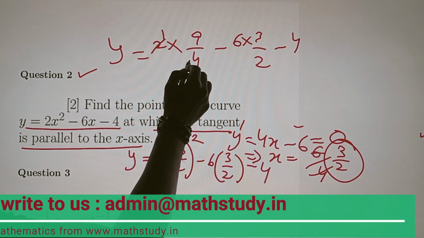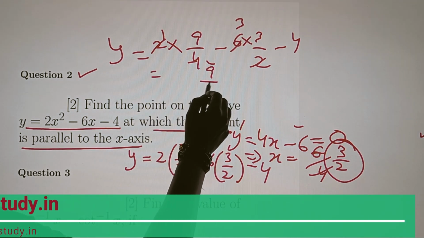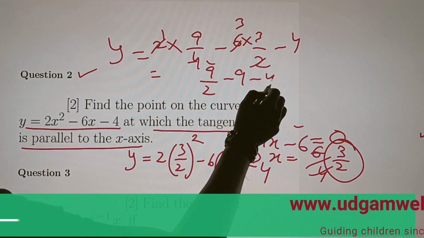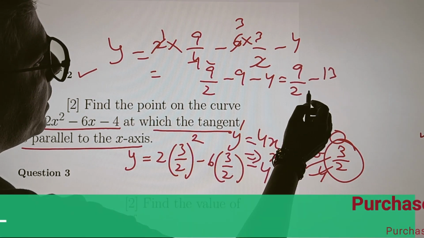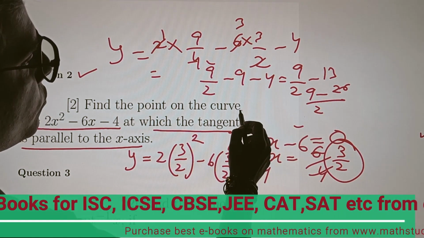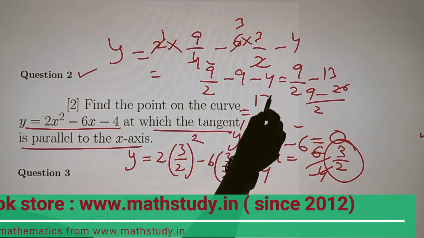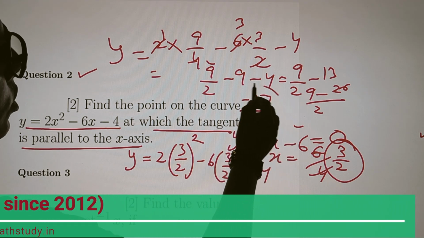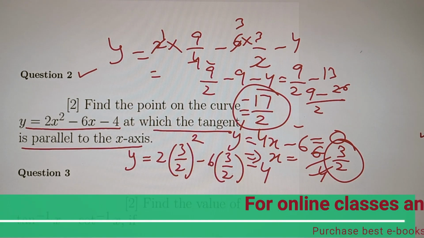So we can easily cancel this out. We will get 9 by 2 minus 9 minus 4. So this is equal to 9 by 2 minus 13. If we take the LCM, we get (9 minus 26) by 2, which is negative 17 by 2. So we get minus 17 by 2 as the value of the y coordinate here.